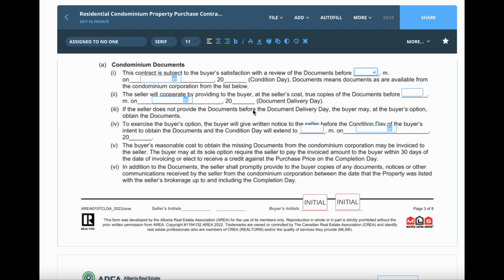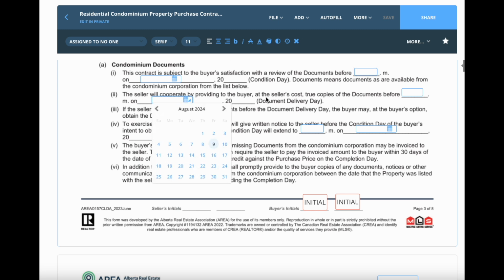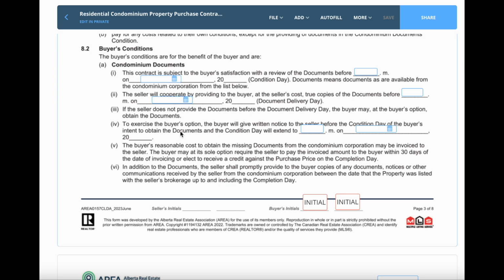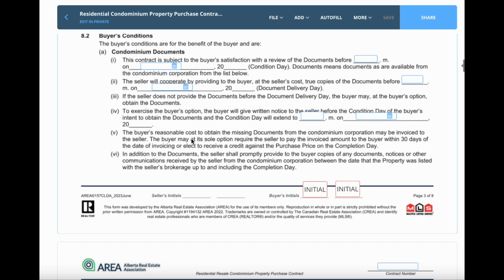The seller has to give the buyer all the documents, so you as a buyer should not be buying any, because they are pretty expensive. And if they don't deliver the documents by the date that we select here, we have to give them a written notice and extend the date to a different date. Sometimes the condo management companies will take their time to prepare some of the docs. So this is also important. There is a reasonable cost to obtain the missing documents, and those may be invoiced to the seller.